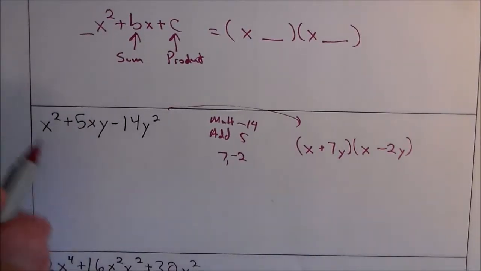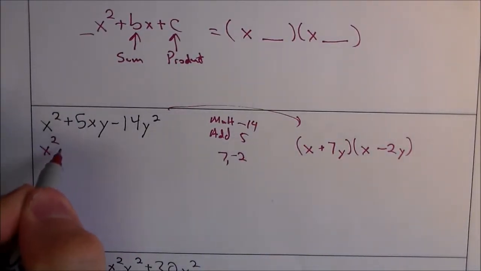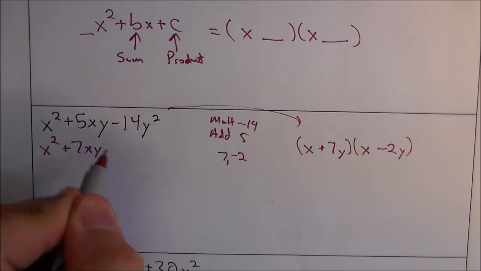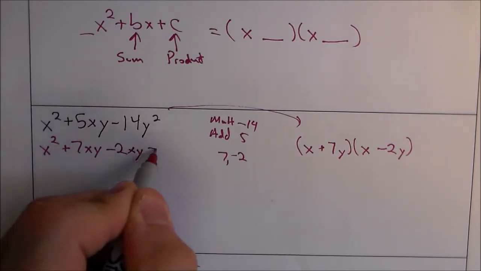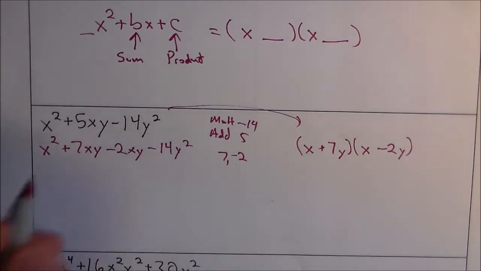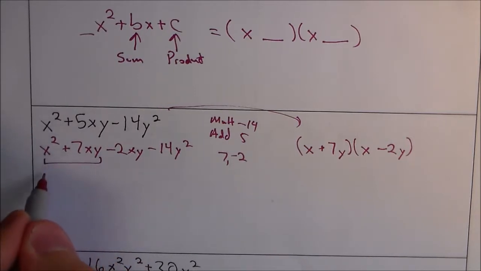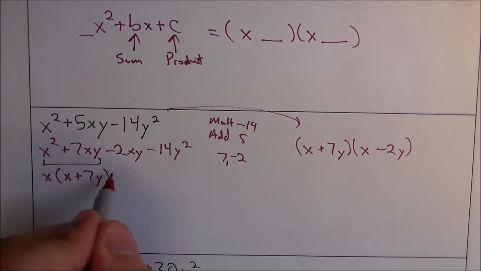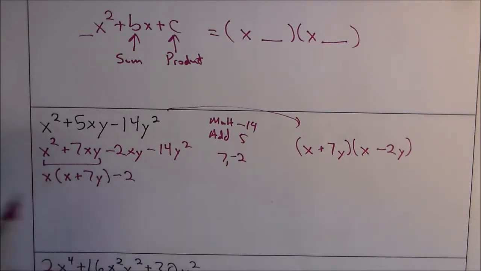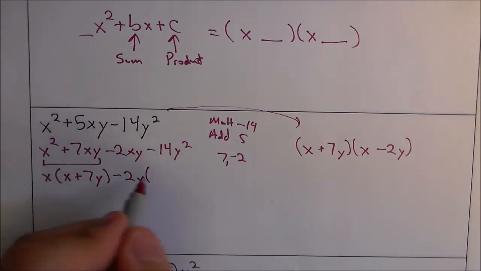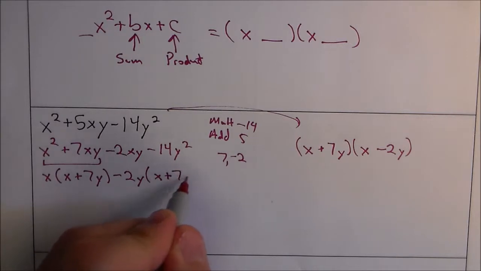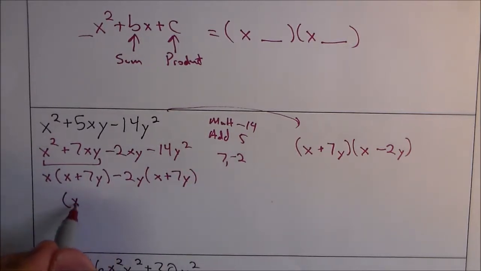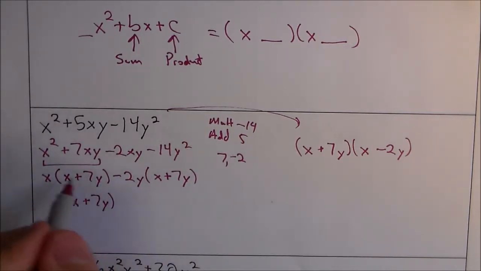Now we're still going to use the same values here, but now we split it. So that's 7xy minus 2xy minus 14y squared. First two terms I can factor out an x, leaves me with x plus 7y. The last two terms, I'm going to take out a negative 2y. That leaves me with x plus 7y. x plus 7y is the same term. Factored out.